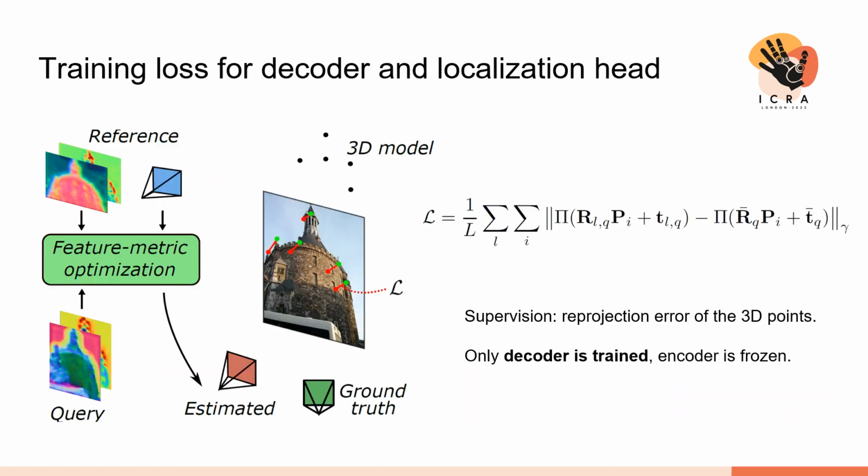Our training objective minimizes the reprojection error of the 3D points. For a pair of query and reference images, a pose is estimated. We then reproject the points using the ground truth pose of the query and the one estimated by the previous optimization. The reprojection error between them is the supervision signal to be minimized. Only the decoder and the localization head are trained, while the encoder keeps frozen.